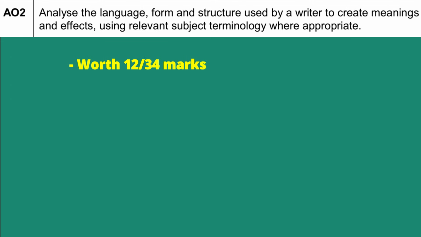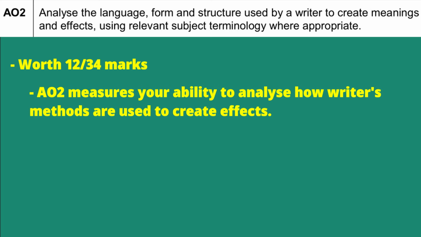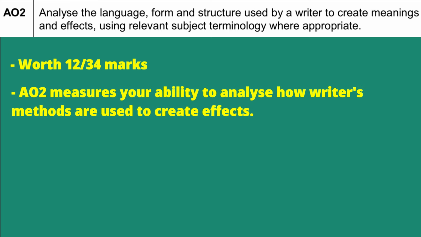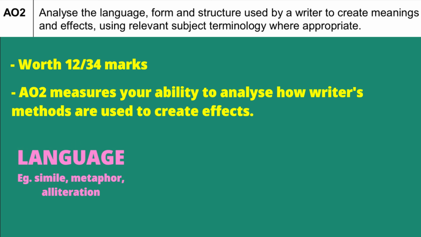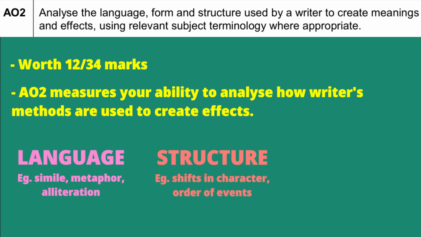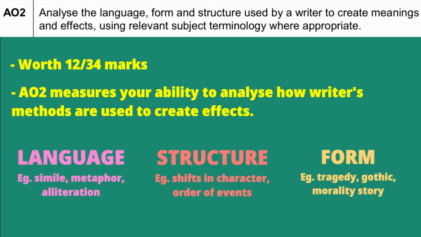AO2 is also worth 12 marks out of 34. It tests your ability to analyse the language, form, and structure used by a writer to create meanings and effects, using relevant subject terminology where appropriate. To achieve these marks, you must analyse the methods a writer uses. They list language, things like similes, alliteration, metaphors, etc. Structure, which is shifts in character or the order of events, etc. And form, which means the style of a text. For example, in An Inspector Calls, the form is a morality play or well-made play.